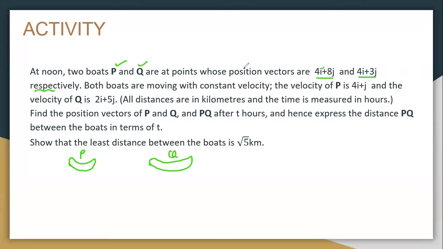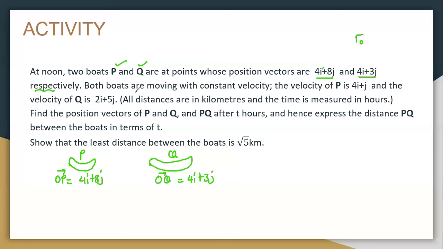Now, in vectors, many times when you find position vectors, it is up to you which letter you want to use. Sometimes we can use R, not, to represent the position vector. So here it is okay. I can say that the position vector of P, which we can write as OP, is equal to 4i plus 8j. Then the position vector of Q, which is OQ, is equal to 4i plus 3j. I'll put an arrow to show that that was the position vector.